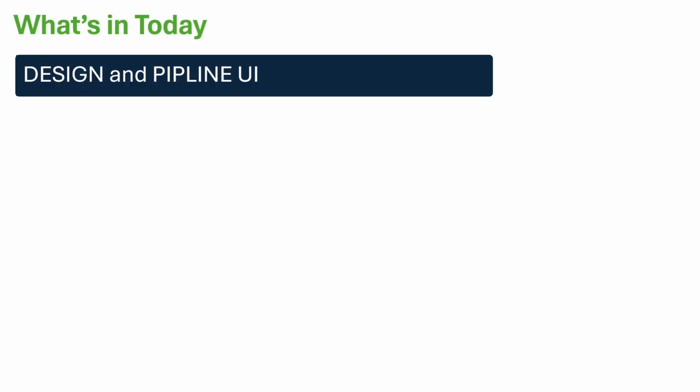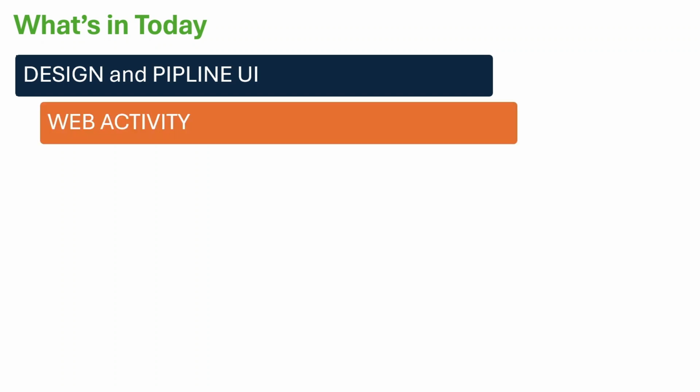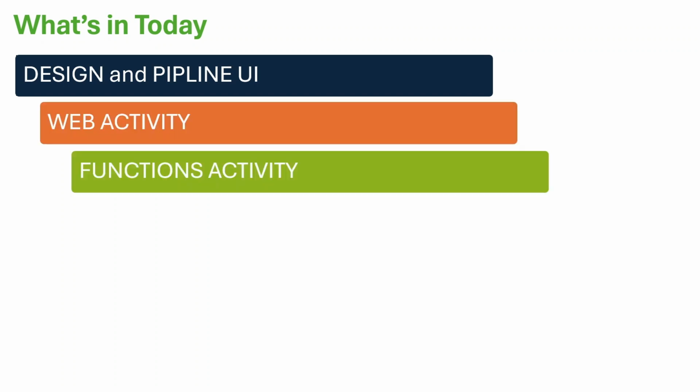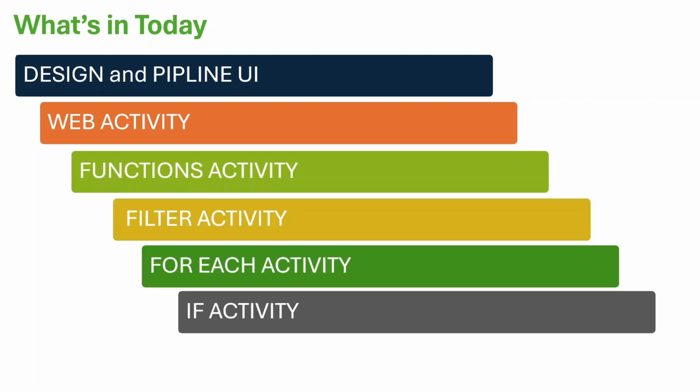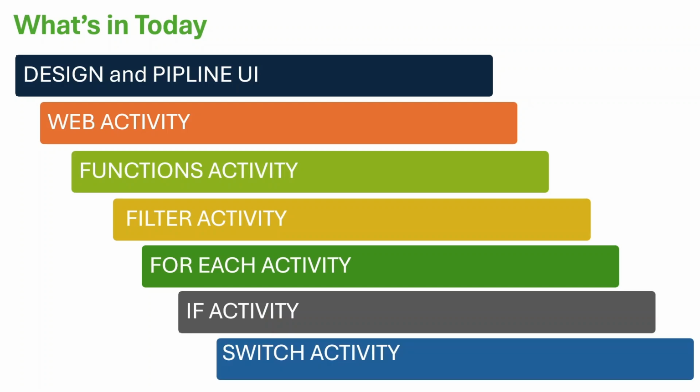First we will understand about design and the Fabric pipeline UI. Then we will focus on web activity, functions activity, filter activity, for each activity, if activity, and at the end, switch activities. Now, this is not a complete list of activities. There are lots to discuss. We will do them in upcoming tutorials.